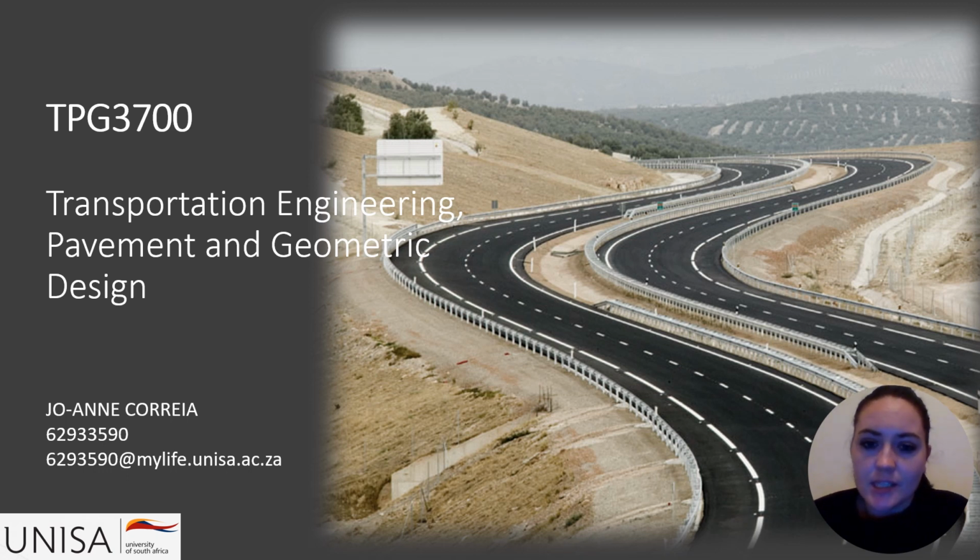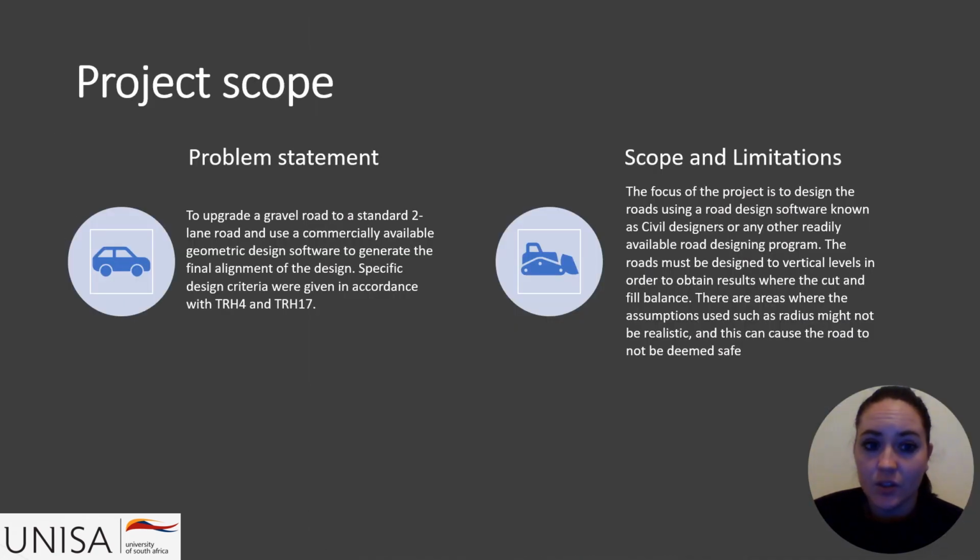629335590. This is the Transportation Engineering Pavement and Geometric Design project for a road design. So the project scope. The problem statement is to upgrade a gravel road or a road that has exceeded its lifespan to a standard 2-lane road, 1 lane in each direction, and to use a commercially available geometric design software to generate the final alignment of the design.